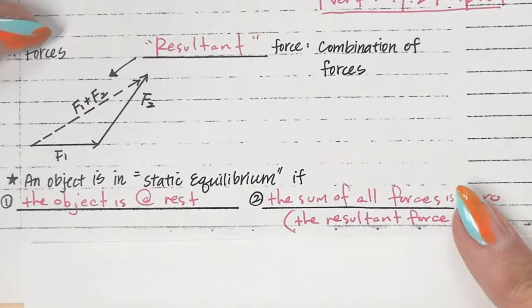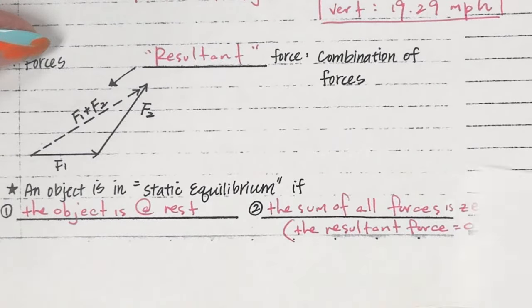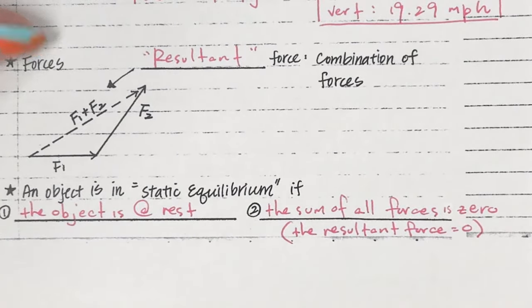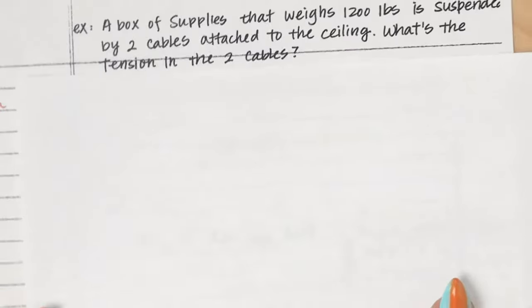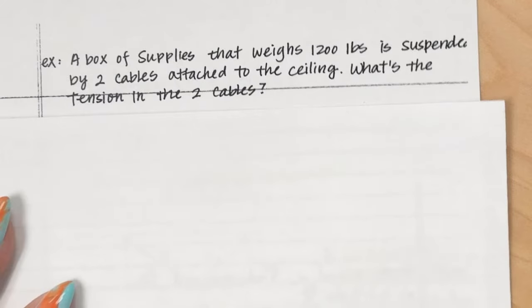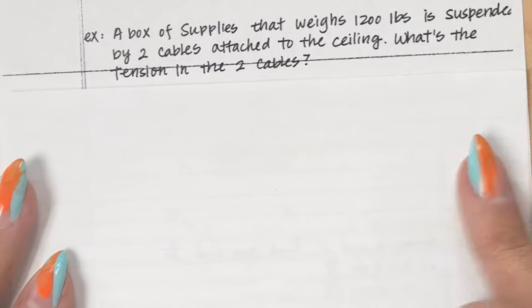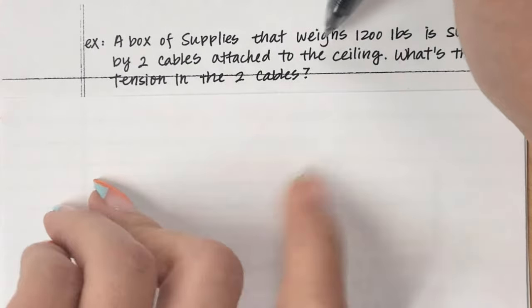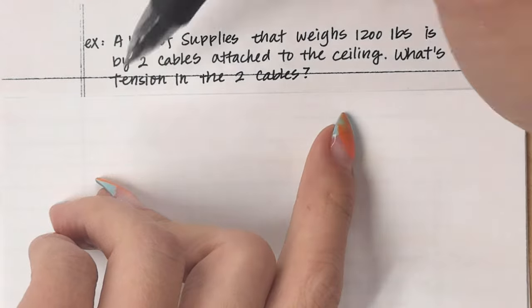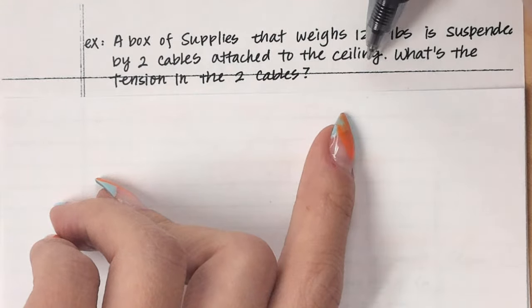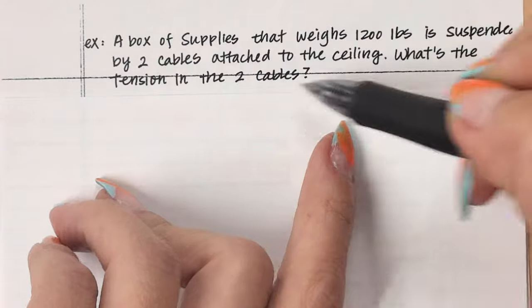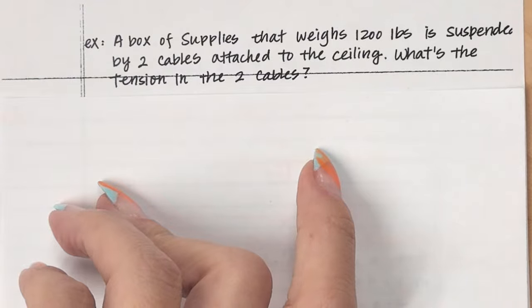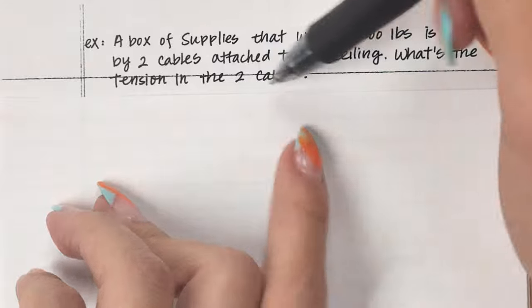Okay, so let's try the craziest one, all right? So example, we're going to do this a few times every day for the next couple of days. A box of supplies that weighs 120 pounds is suspended by 2 cables attached to the ceiling. So imagine there's a ceiling and there's 2 cables and it suspends like a box. I know it's weird. What's the tension in the 2 cables?